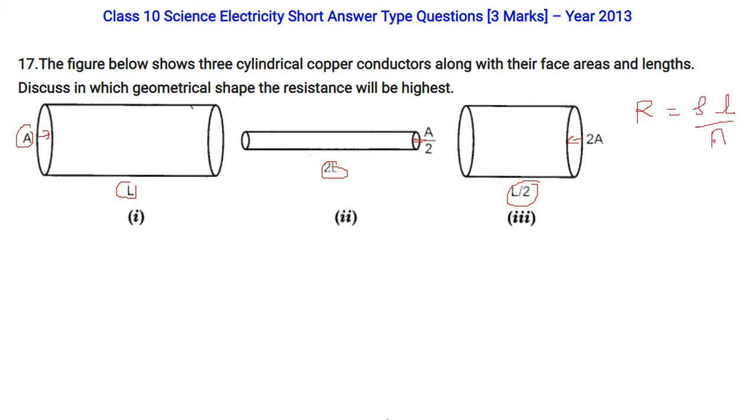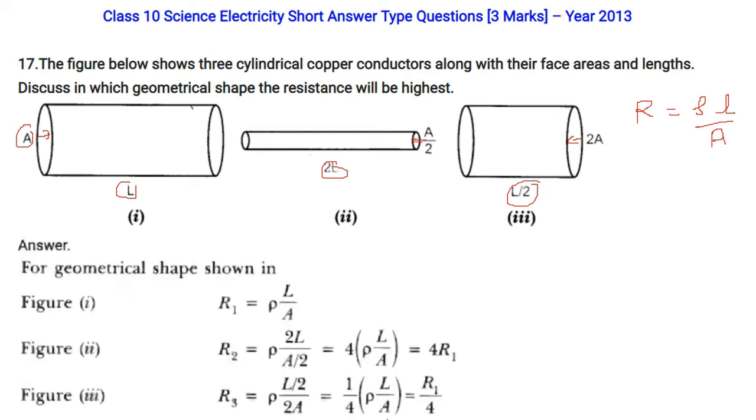Now this will decide. For the first one, R1 will be equal to rho L upon A, where A is the area and L is the length. For the second one, R2, rho L is 2L and area is A by 2, so it goes up and it becomes 4R1. Here the third one, R3, length is L by 2 and area is 2A. Now 2 comes below and it is R1 by 4. So you can see which one has the highest resistance.